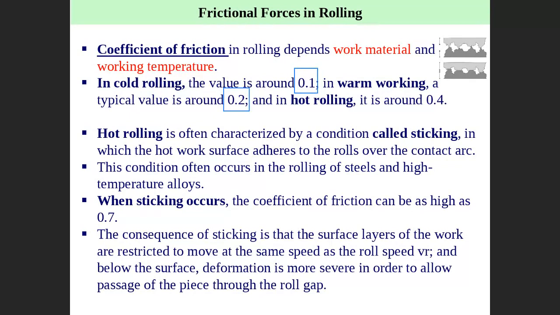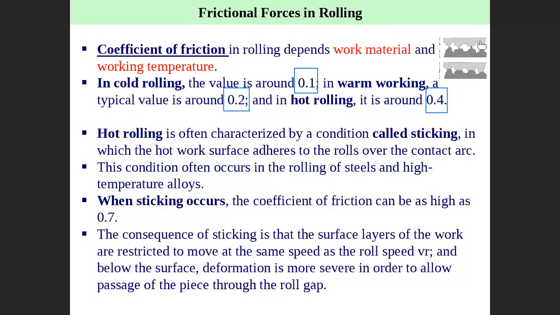You will ask me why. Why, when the temperature increases, does the coefficient of friction change? In cold working 0.1, in warm working 0.2, in hot working 0.4. Why is it like this? Why do different temperatures lead to different coefficients of friction? Actually, it is because of the surface, the workpiece surface and the roller.